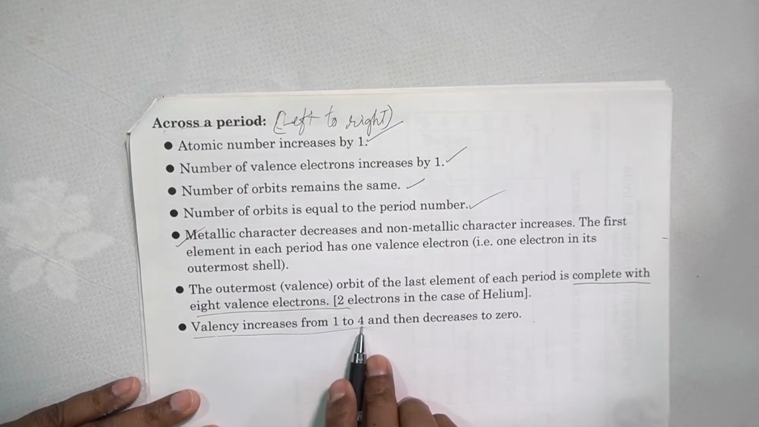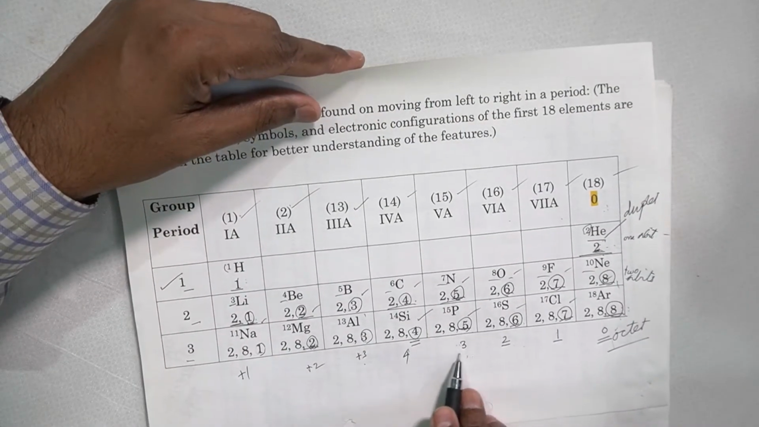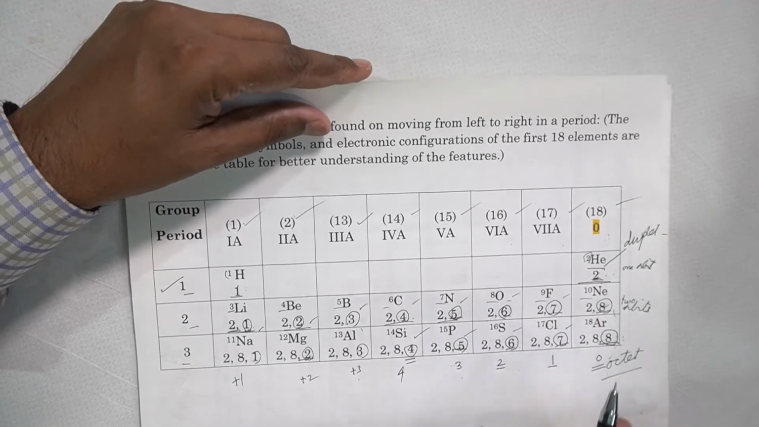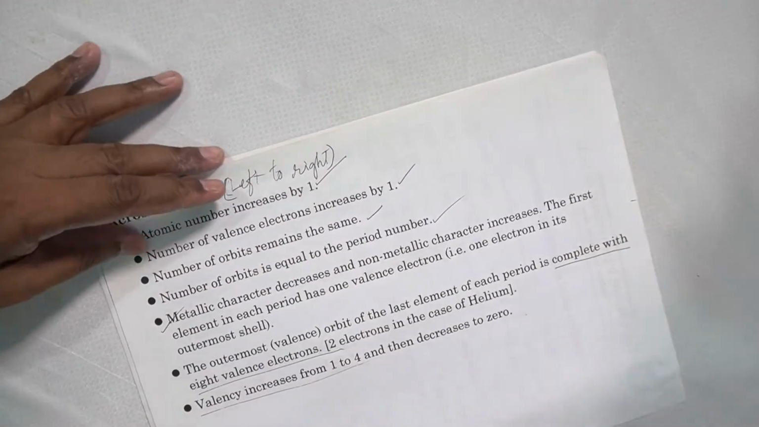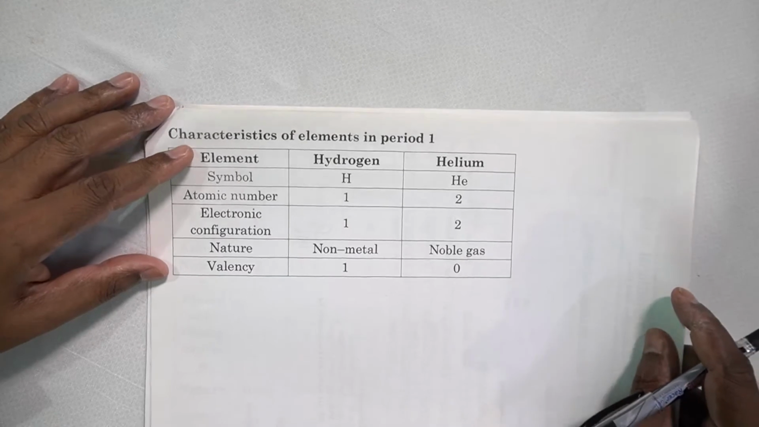Valency increases from 1 to 4 and then decreases to 0 across a period. So these are the properties of elements across a period in the modern periodic table. The next is characteristics of elements in group in period 1.